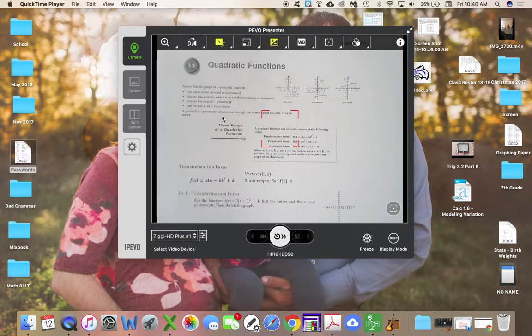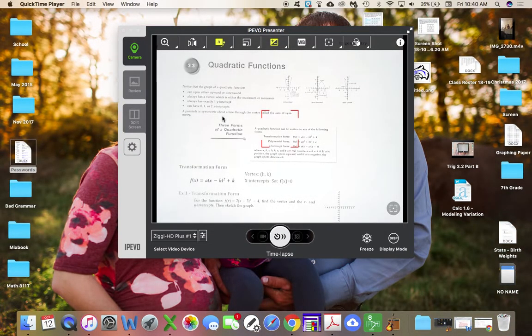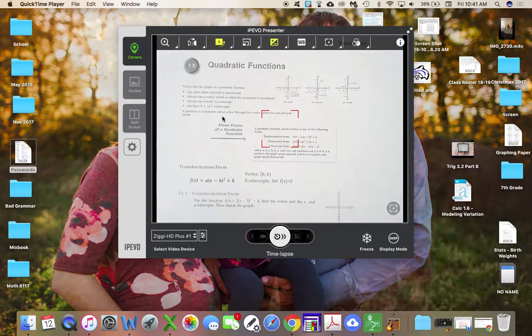The start of section 3.3, quadratic functions. We're going to go for about 10 minutes and then we'll stop because the bell's going to ring.